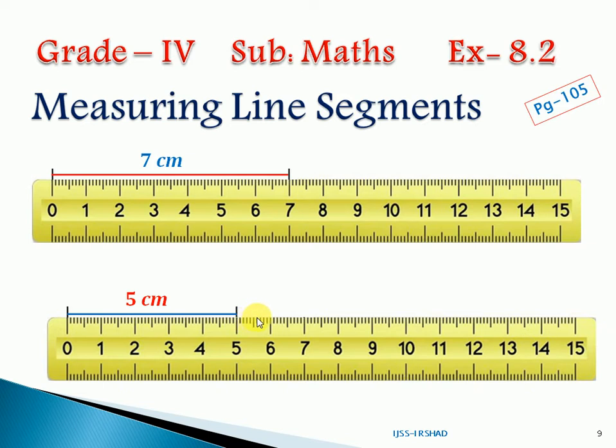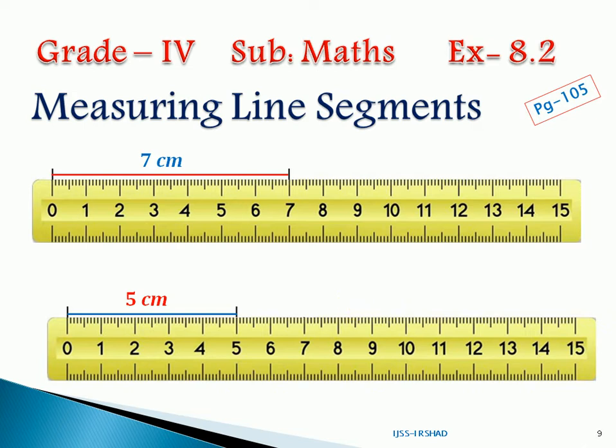Suppose it will come here at this mark, then this mark stands for 5.5. So we can say 5.5 centimeter. Or if it will come here, then we can say 5.6 centimeter. Like this, wherever the second end will come, that will be the length of your line.